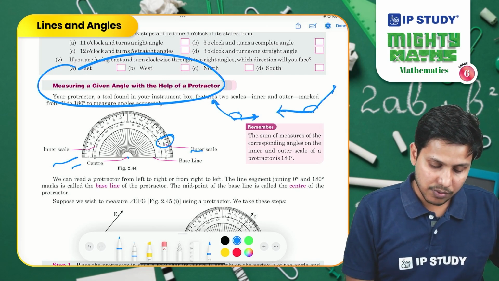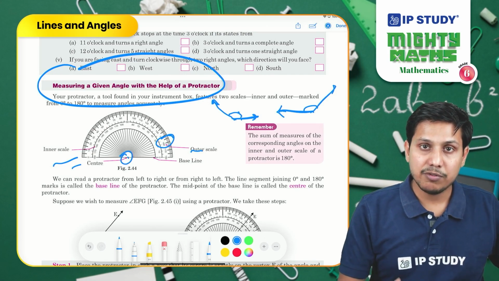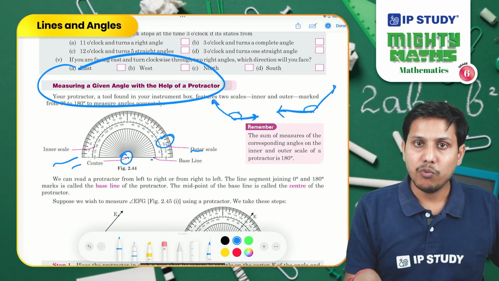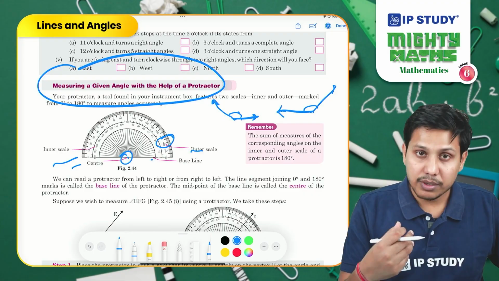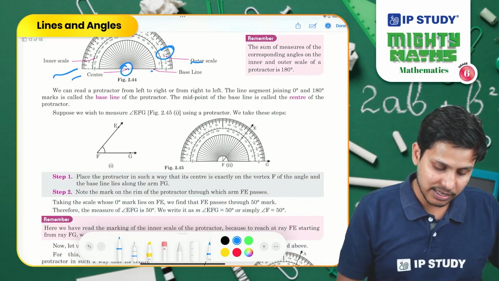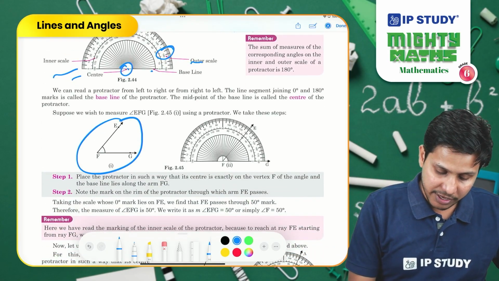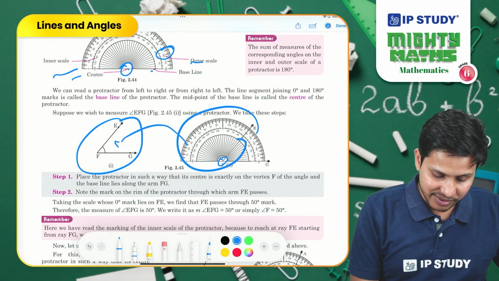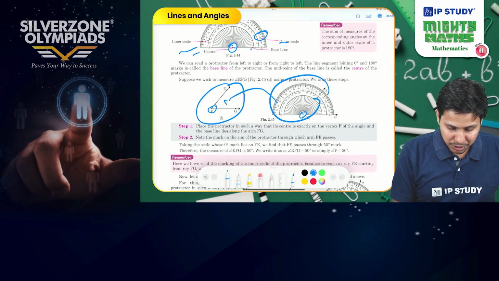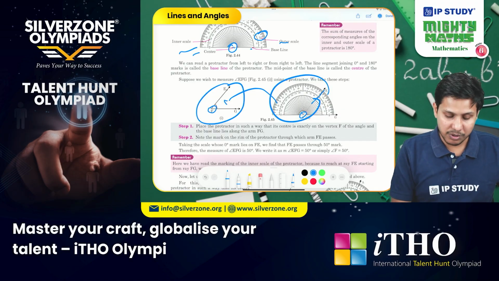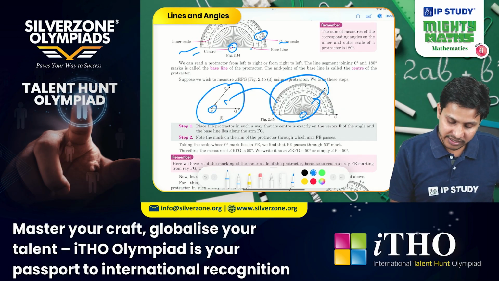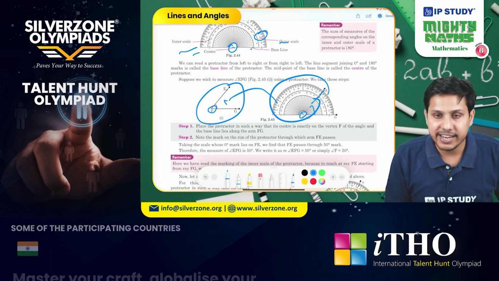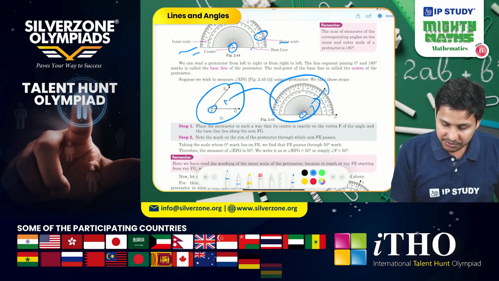Now one is the center, which is aligned with the vertex while measuring, and the other is the baseline, which is aligned with the ray while measuring the angle. So we use this protractor to measure angles. Let's suppose this is an angle, and if we keep a protractor over here, this center point is aligned with this F, and now, because it is on the left side, the inner scale will be used, and we'll see that this measures around 50 degrees. So the value of this angle is 50 degrees.